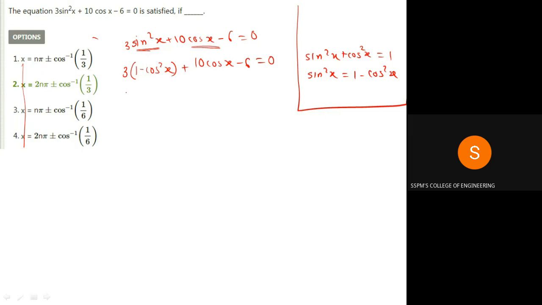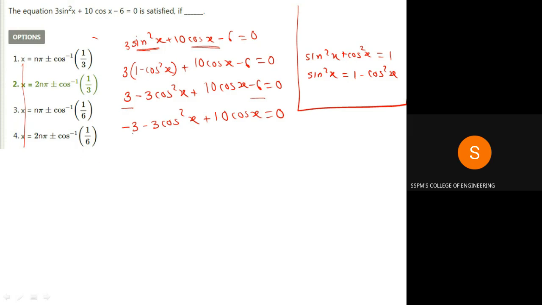Now we will simplify this bracket. 3 into 1 is 3, minus 3 cos square x plus 10 cos x minus 6 is equal to 0. So this 3 and this minus 6, 3 minus 6 is minus 3. So minus 3 minus 3 cos square x plus 10 cos x is equal to 0.